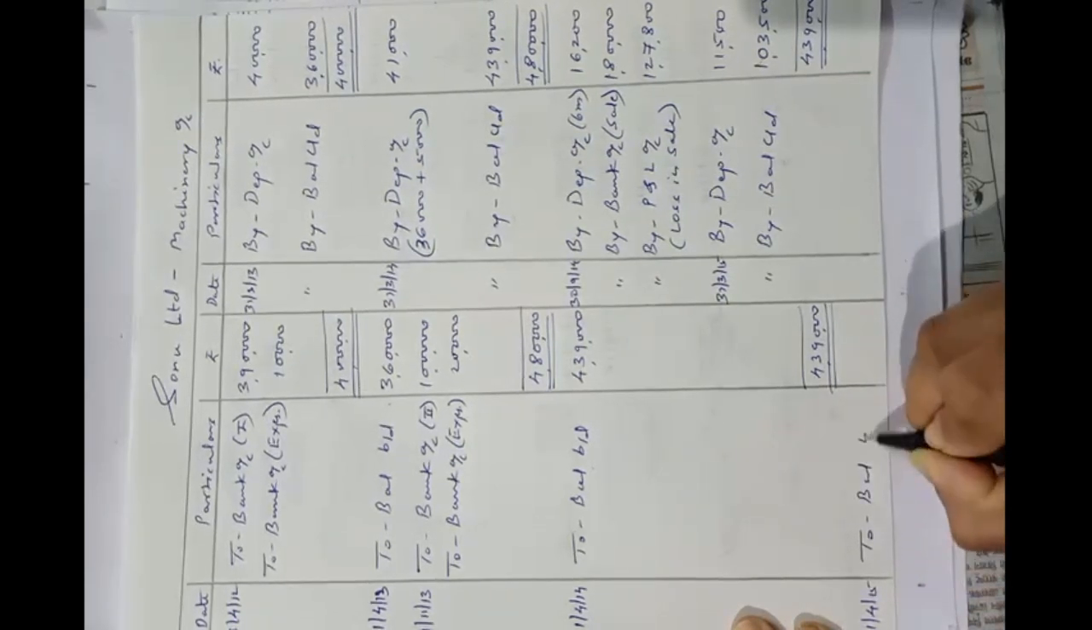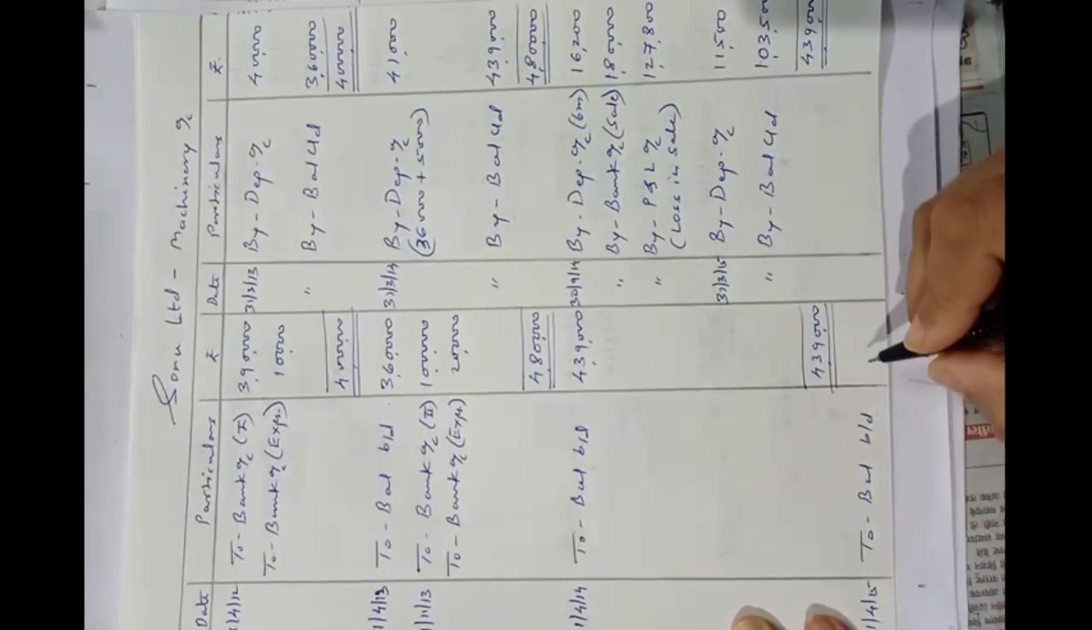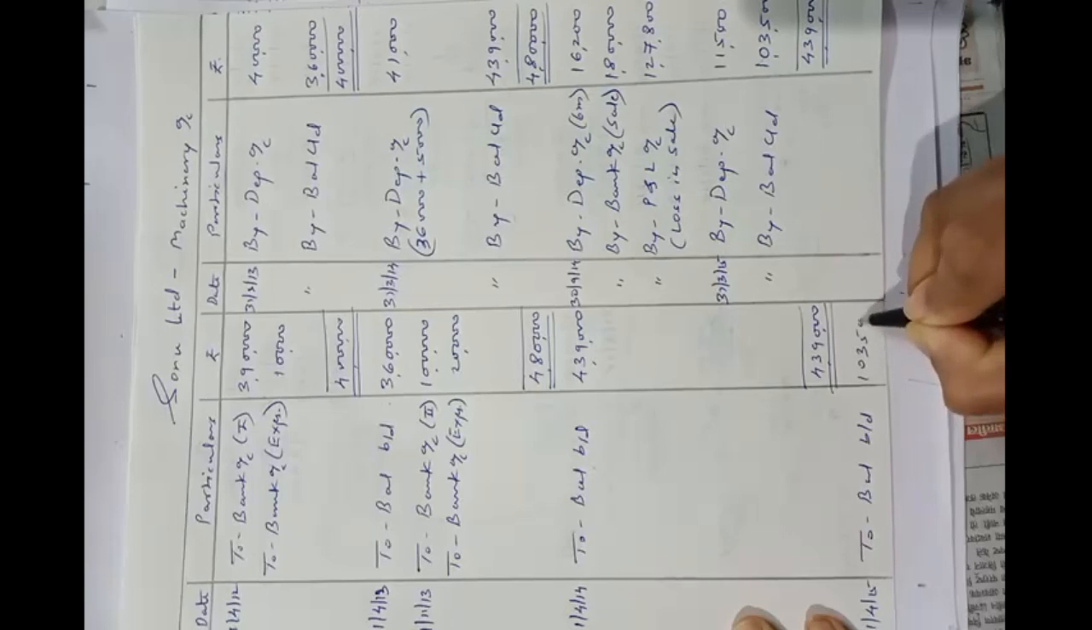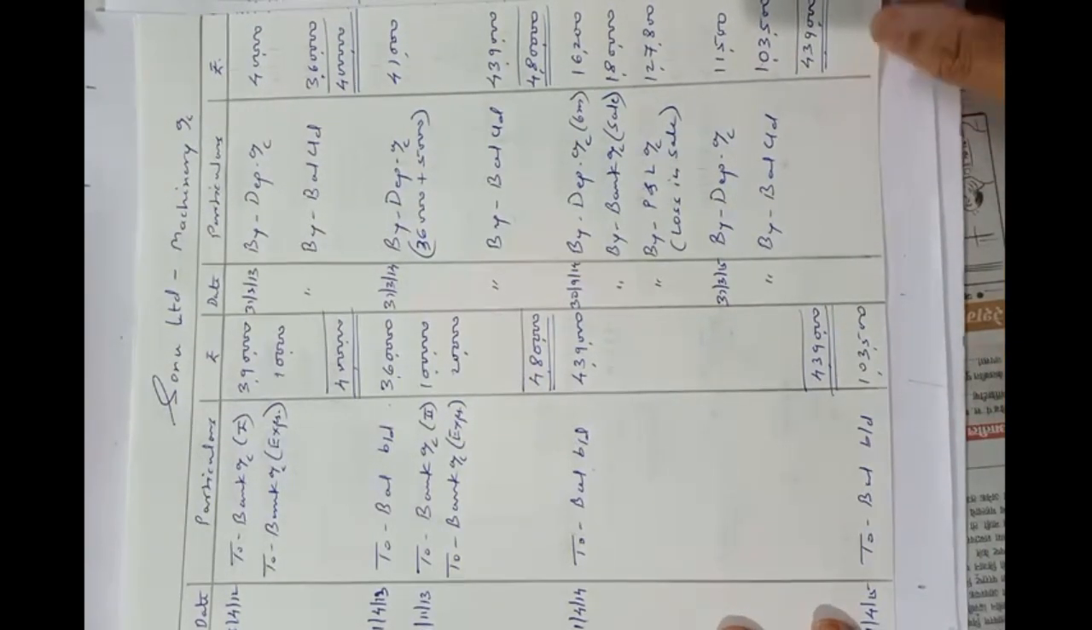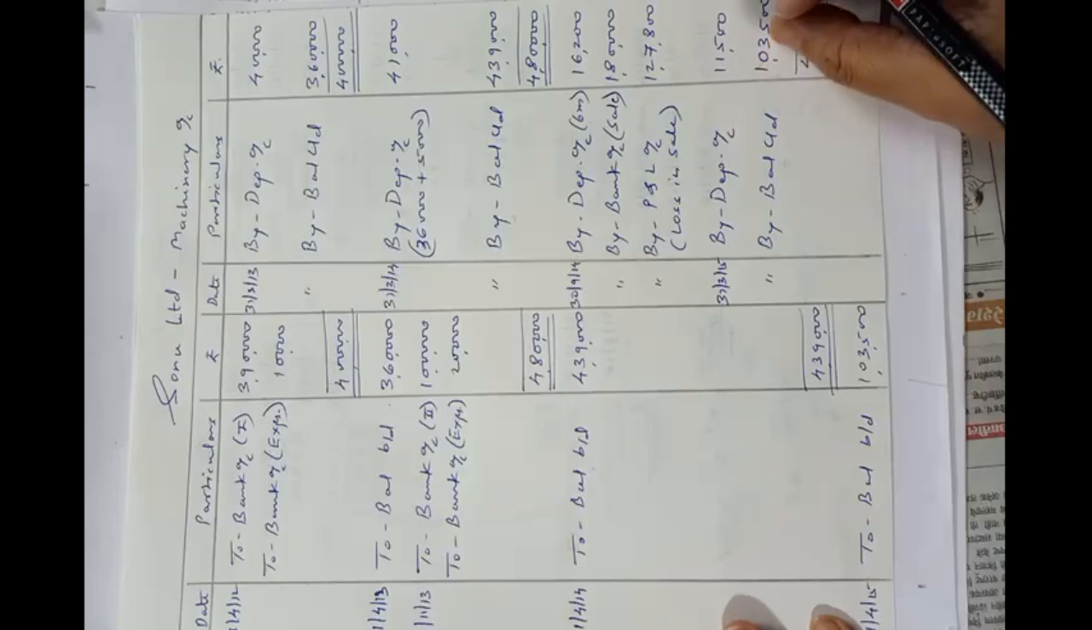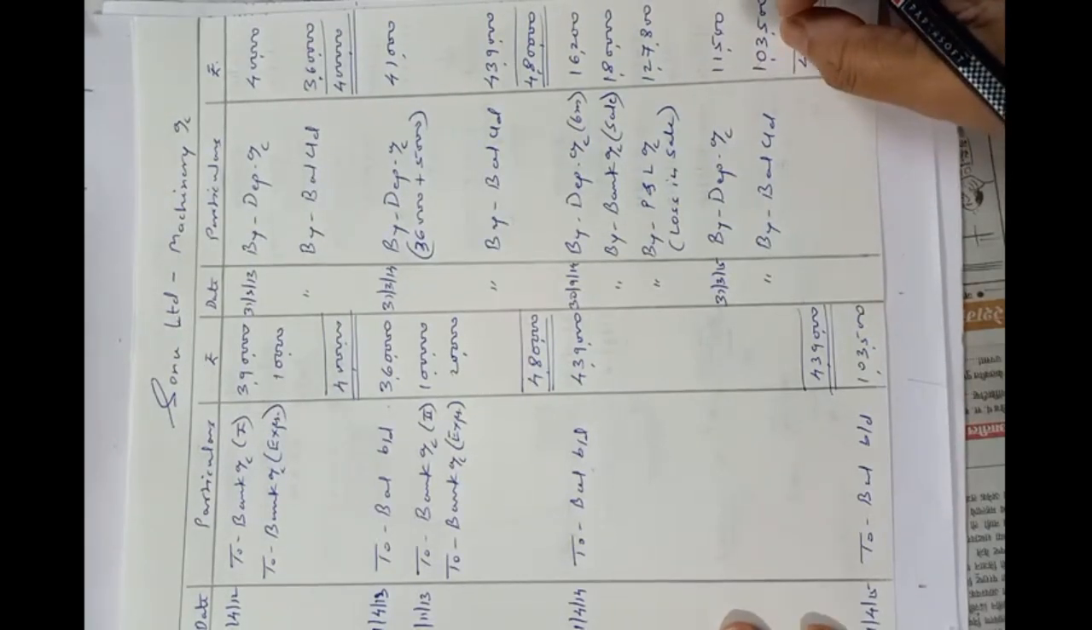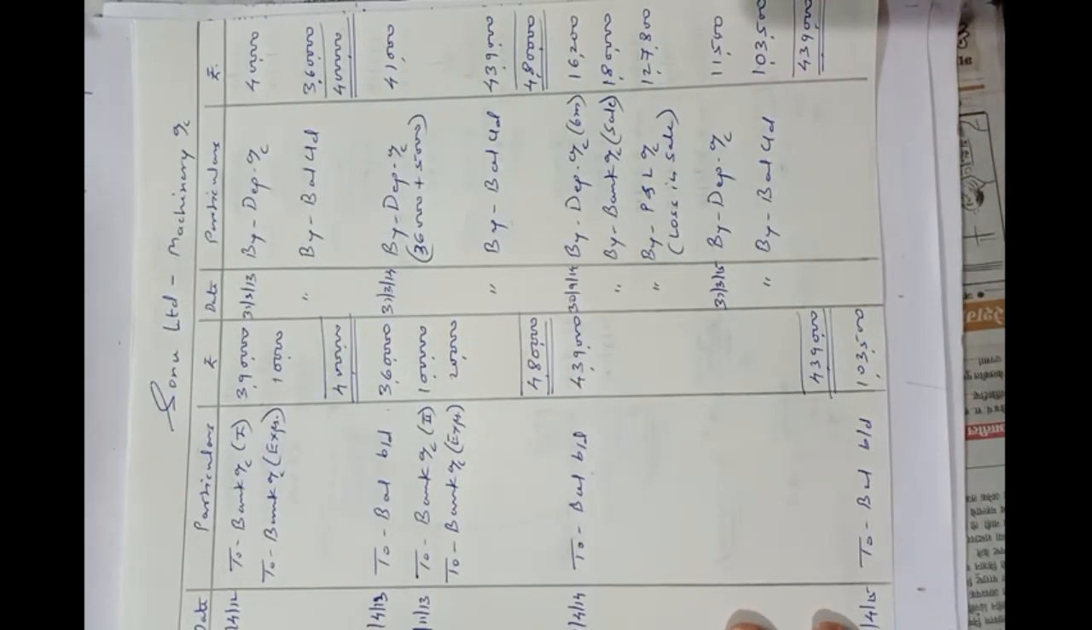to balance brought down on 1st April 2015, 1,03,500. Okay, just like our working. So you have to prepare machinery account as well as depreciation account for practice, and then past journal entries. Okay, and if there is any doubt, you can ask. That's all.